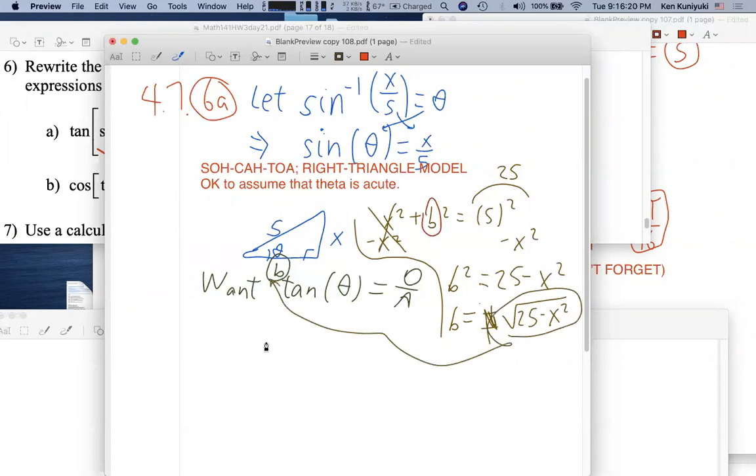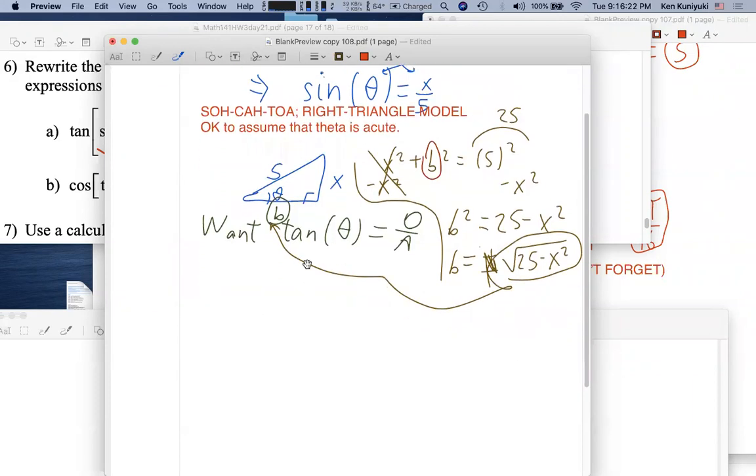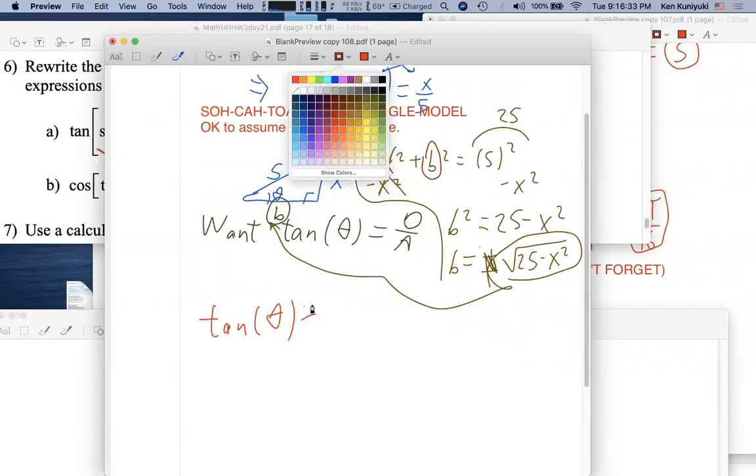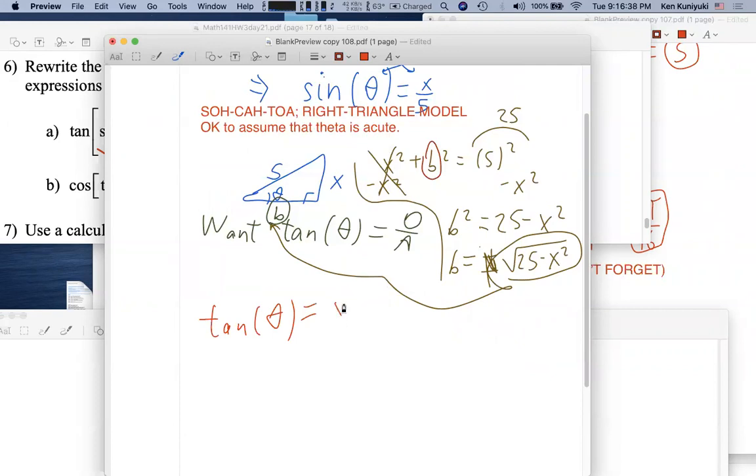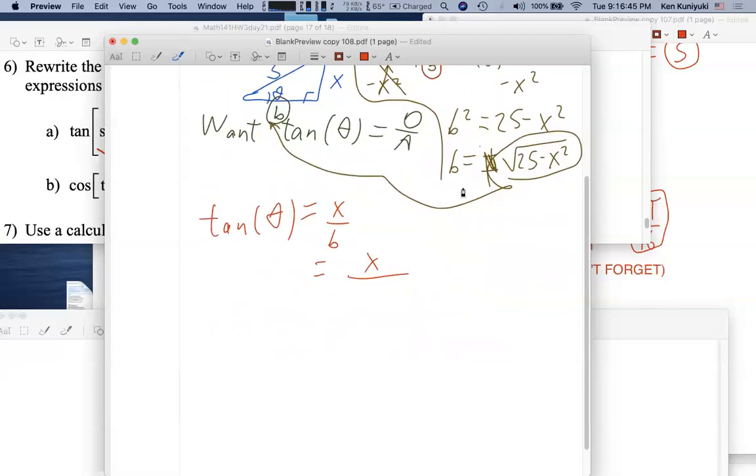That's B. So what do we want? Tangent of theta. That's the guy we actually want. I'll do this in red finally. Tangent of theta equals opposite over adjacent. I'm sorry, I'm so used to sine. Tangent is opposite over adjacent. It's x over b. All right, which turns out to be x on top. B is that guy. Extend the radical as appropriate. X over root 25 minus x squared.